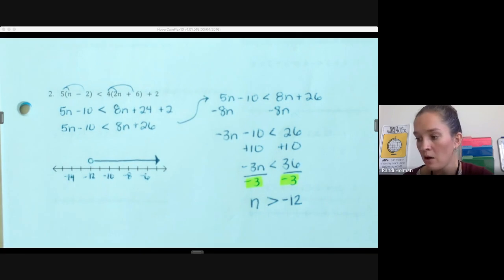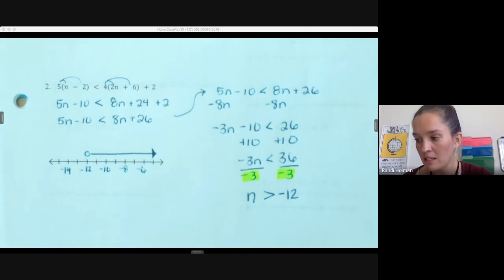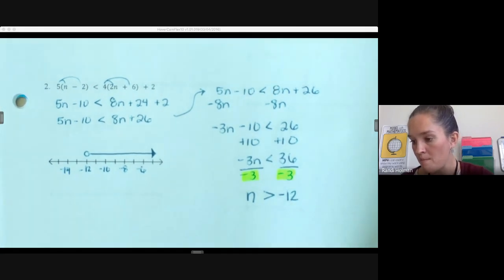Okay, that's all we're looking at today. Just some practice with our multi-step inequalities.